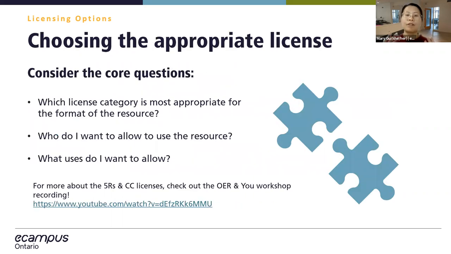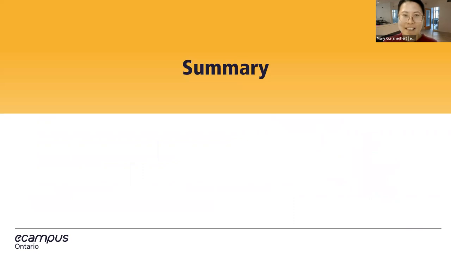So overall, when you're trying to decide what license to apply to your resource, here are the core questions. What license category is most appropriate for the format of the resource? Who do I want to allow to use the resource? And what uses do I feel comfortable with? Again, the OER and U workshop is an excellent overview of all the nitty-gritties of Creative Commons in particular, and we've been dropping some links in our chat so far on ways you can engage with that content. And we're coming into the summary, and then there will be time for questions.